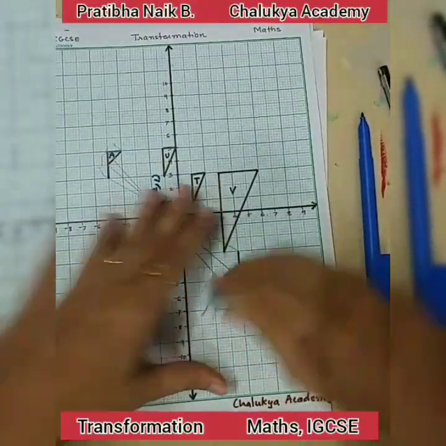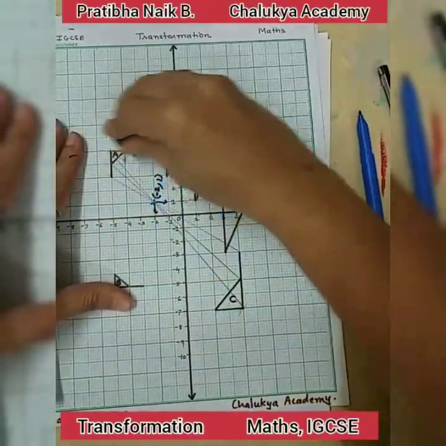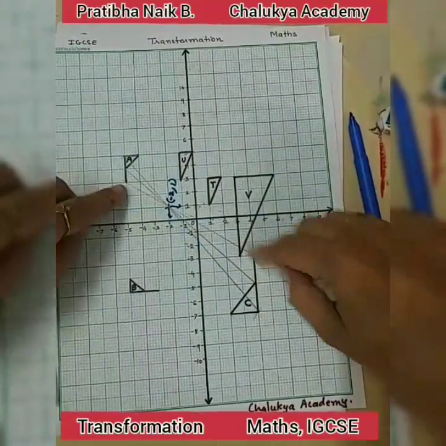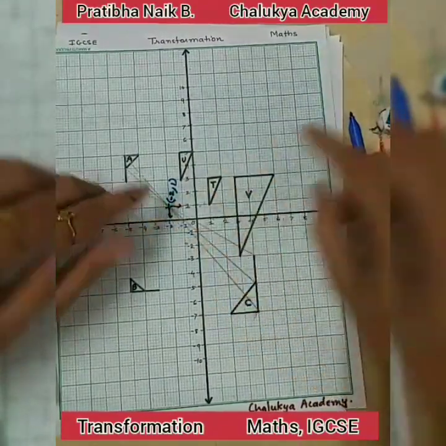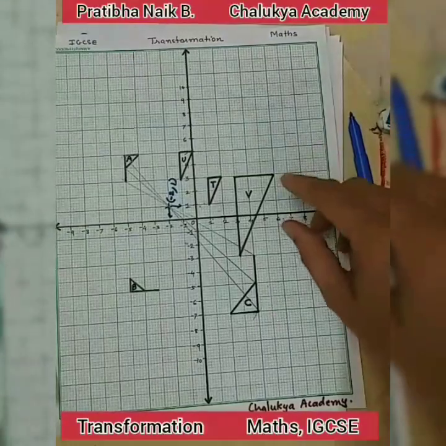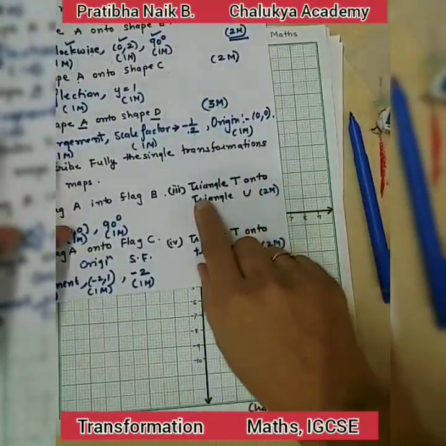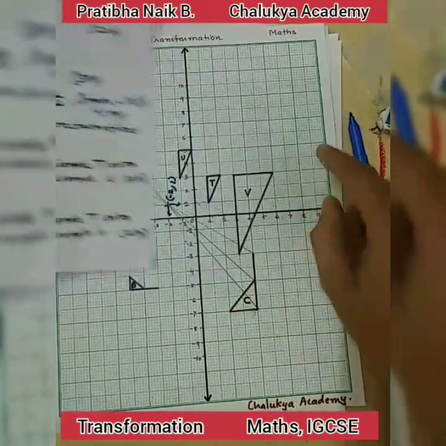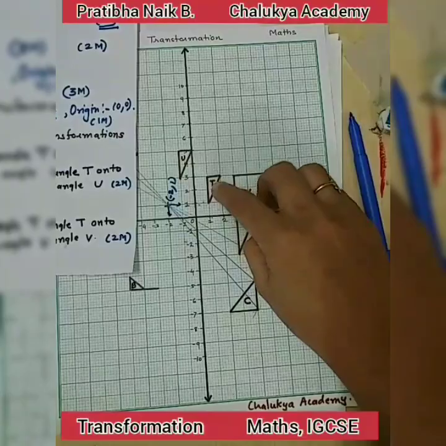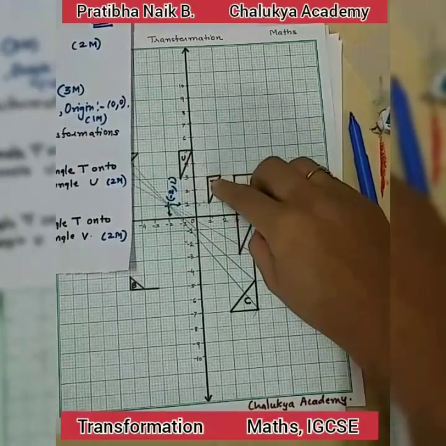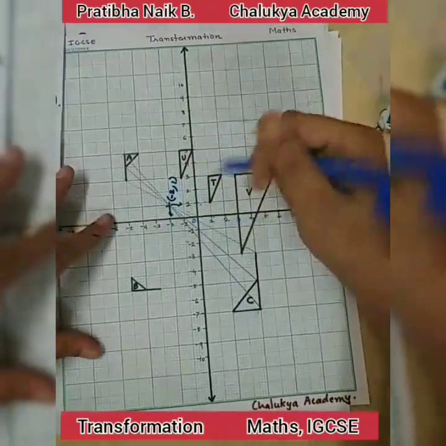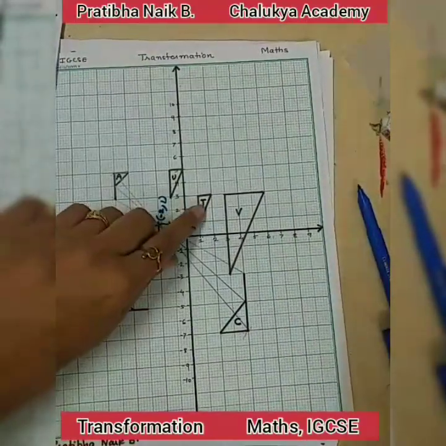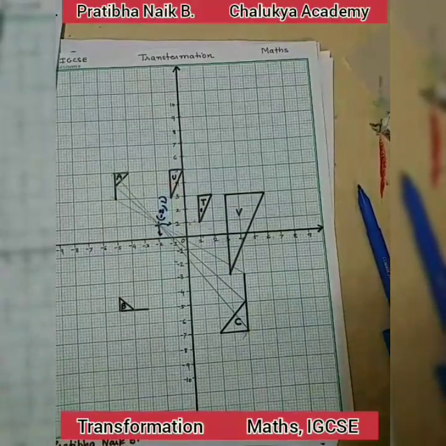Okay, so this is just I am erasing it. So you have to show the lines which are meeting to their corresponding points, and you have to show the intersection point that will give the origin. Now next you are asked to find out the single transformation that maps triangle T onto triangle U and triangle T onto triangle V. So now this is your main triangle. Okay, now first we will find out T to U.